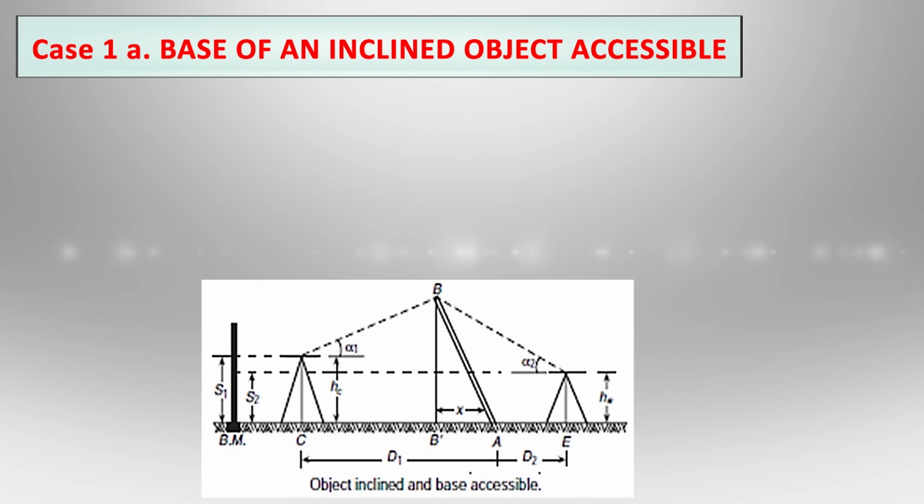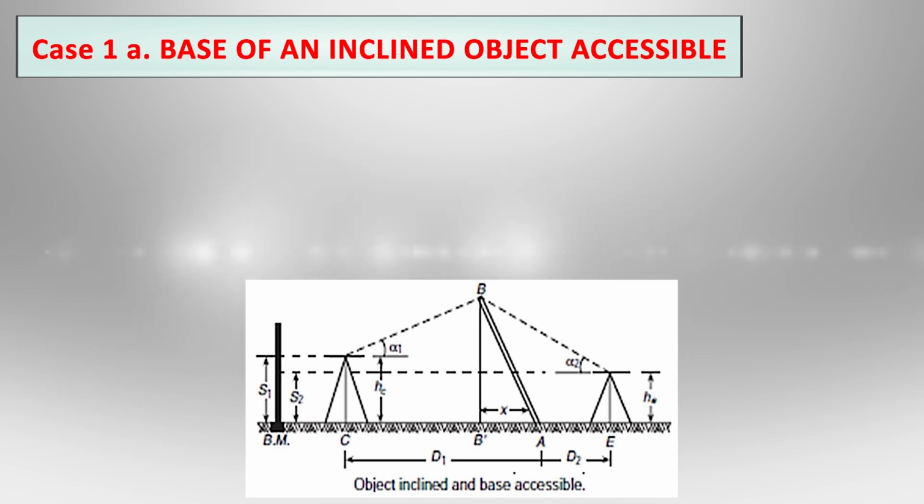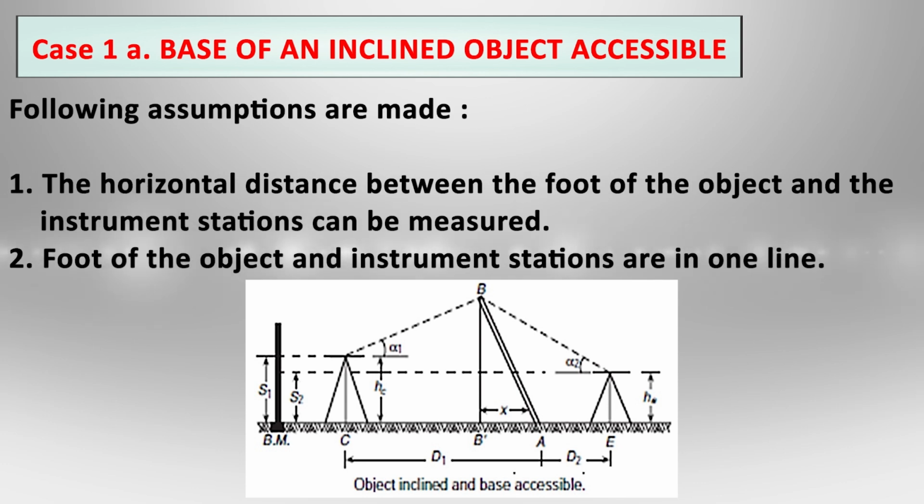Now, coming to the last case, that is base of an inclined object that is accessible. So we have a special case here. The object is inclined and the base of the object is accessible. And in this case, we have to make certain assumptions. The horizontal distance between the foot of the object and the instrument station can be measured. The foot of the object and the instrument stations are in one line.